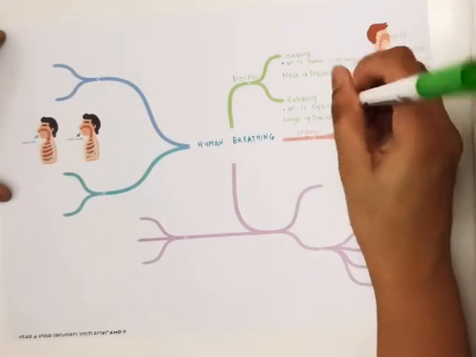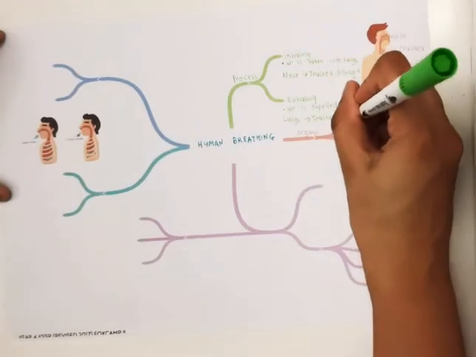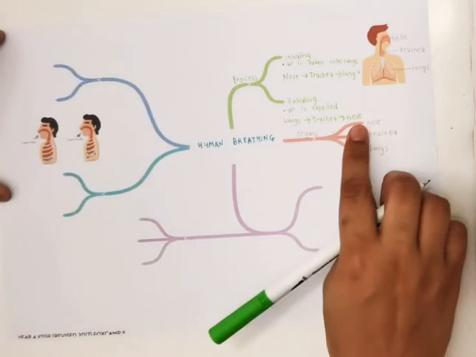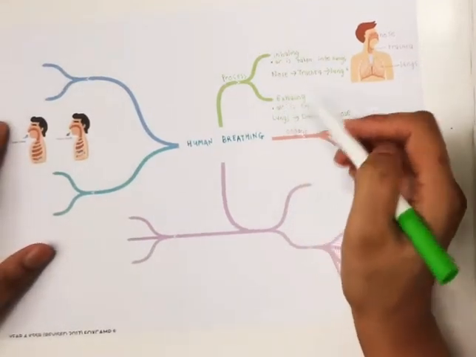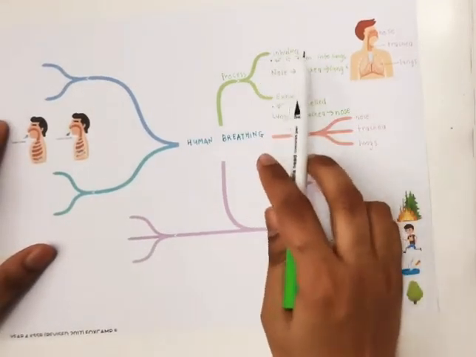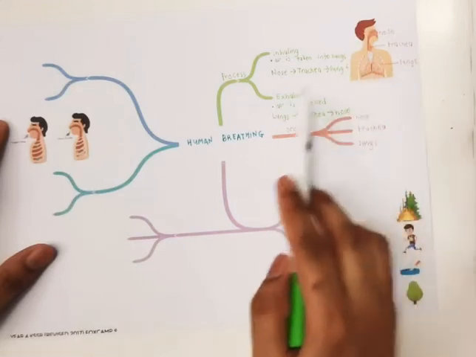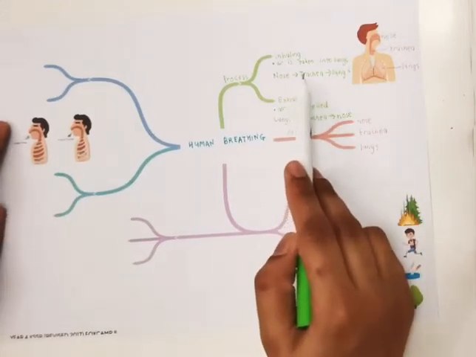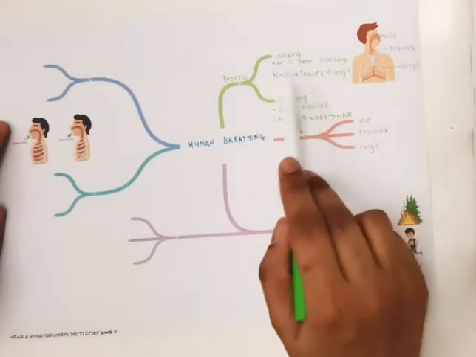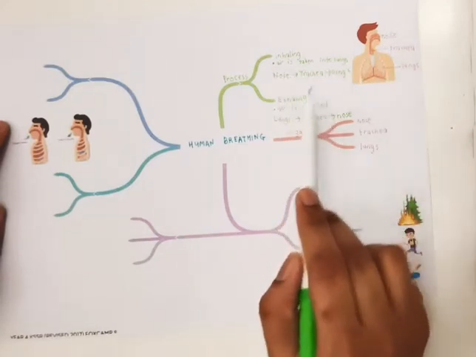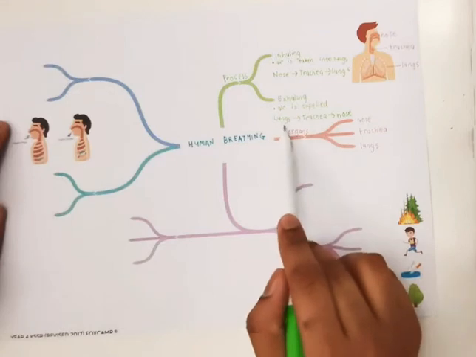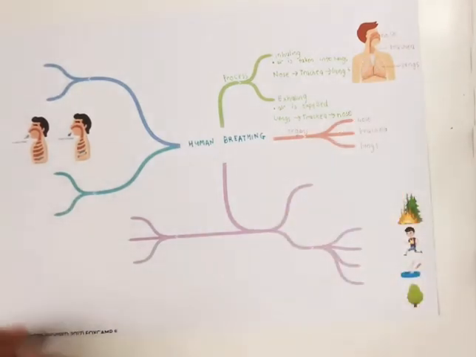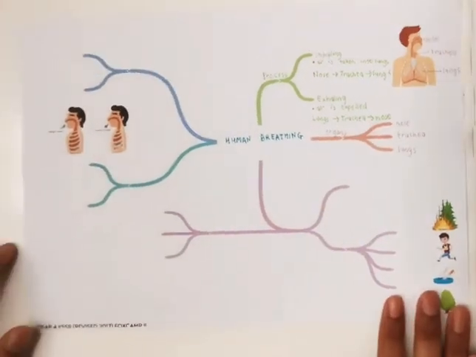And lastly, air is expelled through the nose. Understand? So you have to remember when you're inhaling, air is taken into the lungs. When you're exhaling, air is expelled. The organs involved during inhaling are the nose, trachea, and lungs. And when exhaling, it is from the lungs to the trachea to the nose. Okay, so that is done.